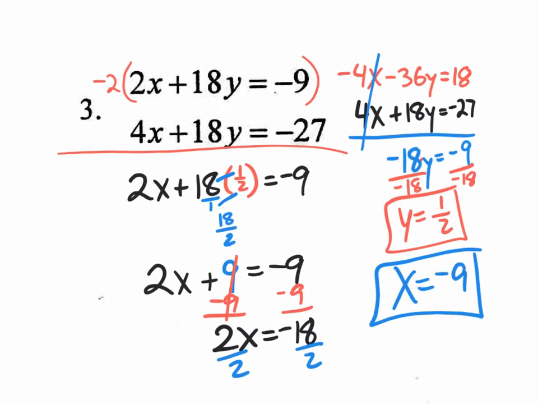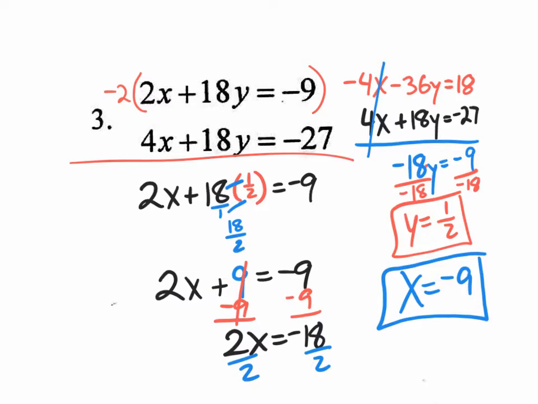Ladies and gentlemen, your answer, which could have fractions in it, is negative 9 comma 1/2. If you were to plug in the negative 9 for x and the 1/2 for y, it will give you a negative 9. If you were to plug in negative 9 right here and the 1/2 right here, it will give you negative 27. And of course, you could verify all this with a calculator.